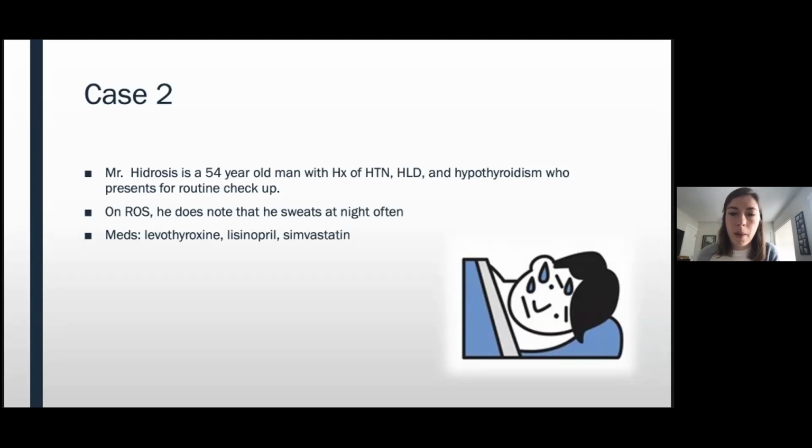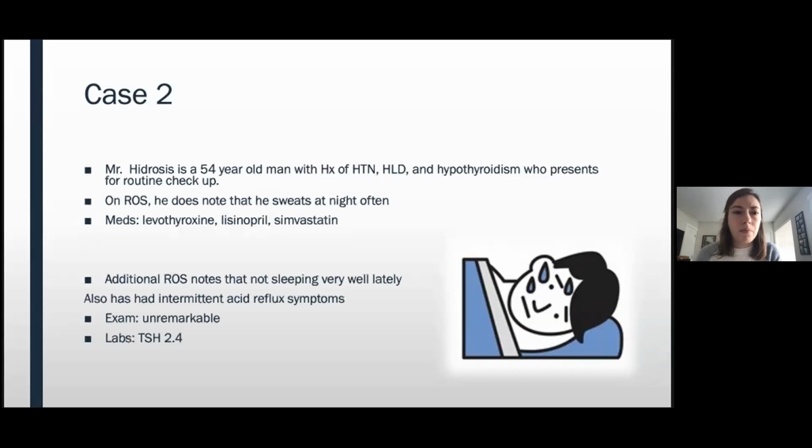Other B symptoms? Yep. What is his TSH on levothyroxine? Great. All right, so on additional review of systems, no other B symptoms. He hasn't had weight loss, no fatigue, no itching, no lymphadenopathy. You check his TSH and it's normal at 2.4. His exam, he's a larger guy, but it's unremarkable.